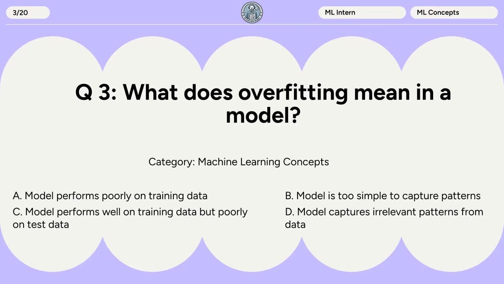Question 3. What does overfitting mean in a model? A. Model performs poorly on training data. B. Model is too simple to capture patterns. C. Model performs well on training data but poorly on test data. D. Model captures irrelevant patterns from data.